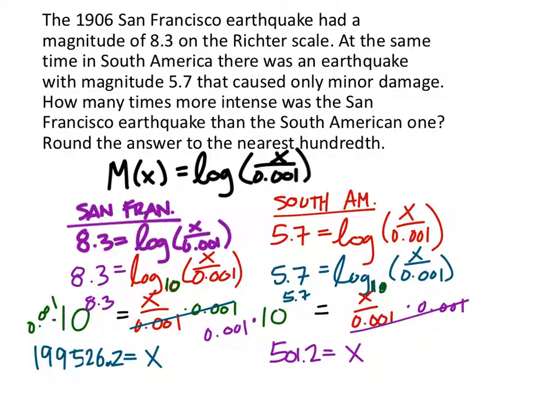So that is rounded. Now again, we did that part, and we can feel pretty good about it, but it's still not the answer. It says, how many times more intense was the San Francisco earthquake than the South American one?